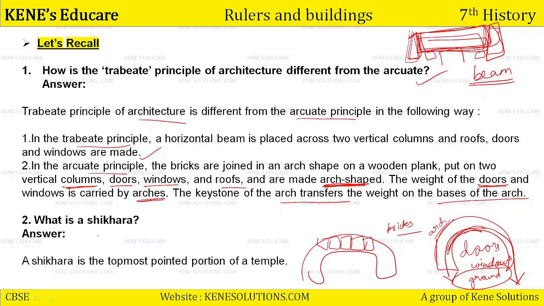Okay. Question number 2. What is a shikhar? I showed you also. The topmost pointed portion of a temple. एक temple होता है और एकदम last में ऐसे शिखर बना होता है. The pointed portion, and that is known as shikhar.